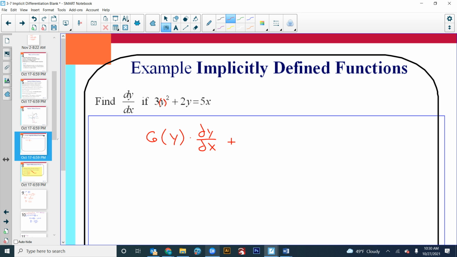Plus, next term. Be careful. If it were just a y, not a 2y, what's the derivative of y? dy/dx. What's the derivative of 2y? 2 dy/dx.